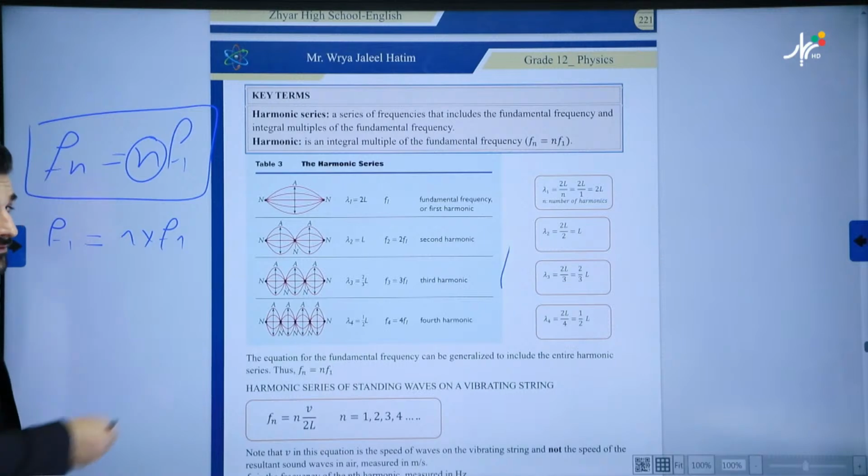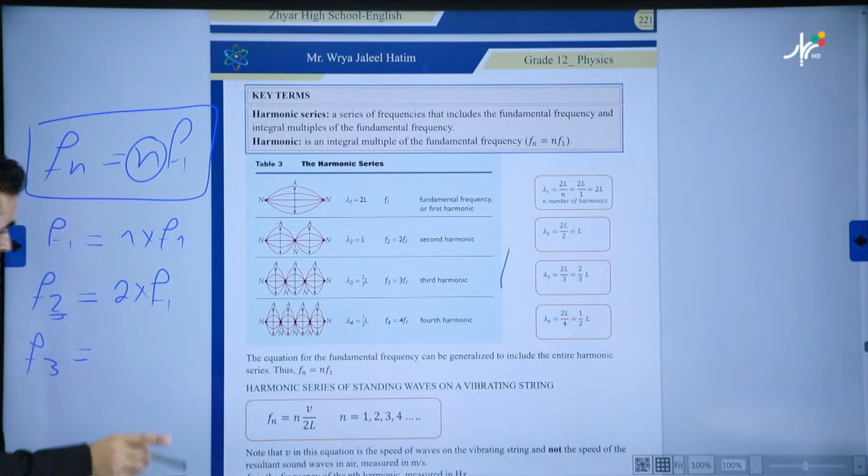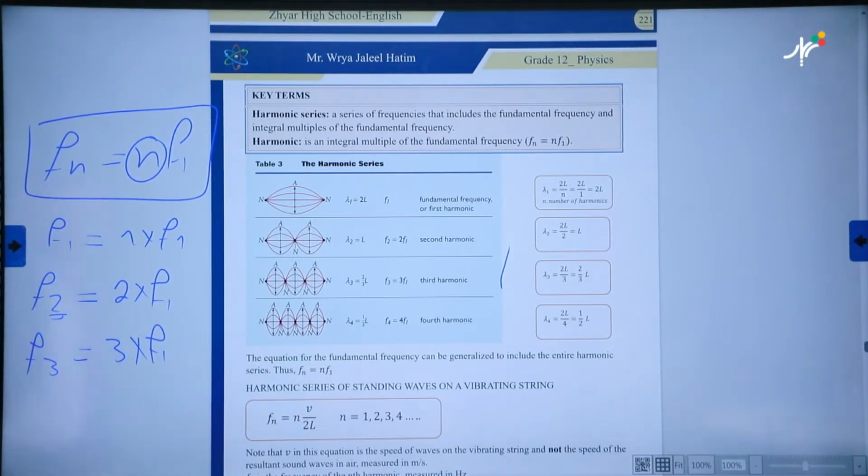1 times the fundamental frequency. What if we want to find the second harmonic? By the way, this is called first, this is called second, third, fourth, and it goes on like that. So for the second harmonic, N is going to be 2 because it is second, so 2 times the fundamental. Third harmonic, remember these are 4 strings, don't forget. We can say 3 times the fundamental frequency.